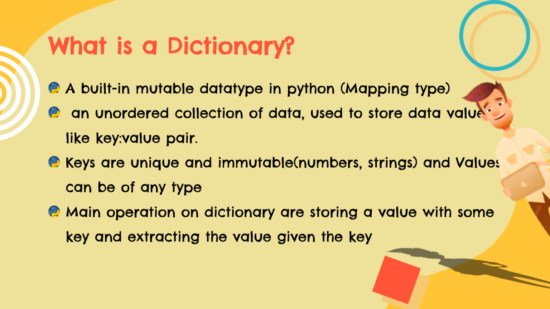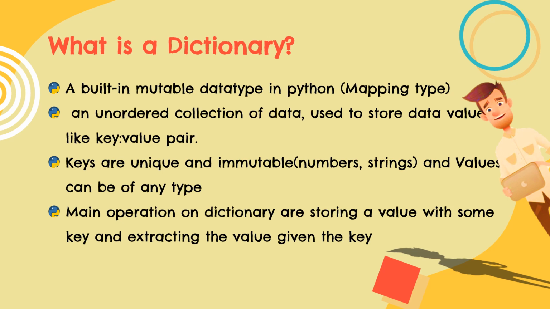Keys are unique and immutable. That means they can be numbers, strings, or tuples, etc. Even then, if a tuple's content is mutable, it is not allowed. Some important features of a dictionary: each key is mapped to a value. This associated key and value are called a key-value pair. Each key is separated from its value by a colon, and the items are separated by commas.